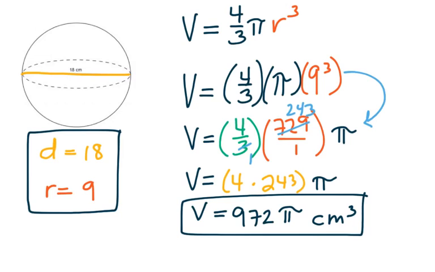Keep in mind, pi is not a label, it's not your units, right? That's a value. So 972 pi, that's your whole value, and then you still need your units. So 972 pi centimeters cubed is the volume of this sphere.